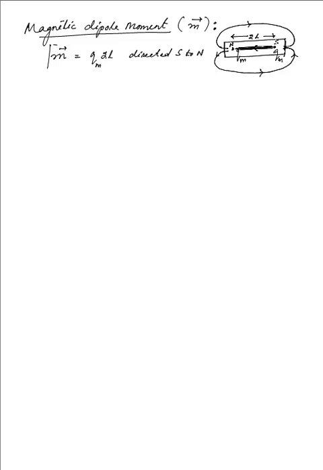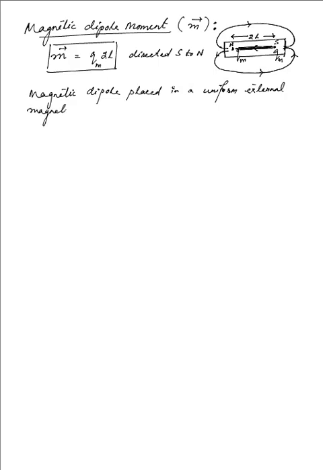So this is how the magnetic lines of force act in a given magnet. Now, with this information available to us, we can study the behavior of a magnetic dipole placed in a uniform external magnetic field.